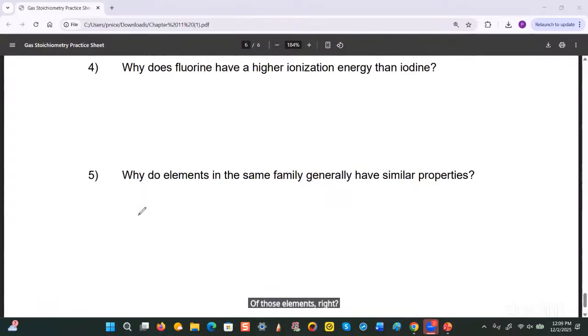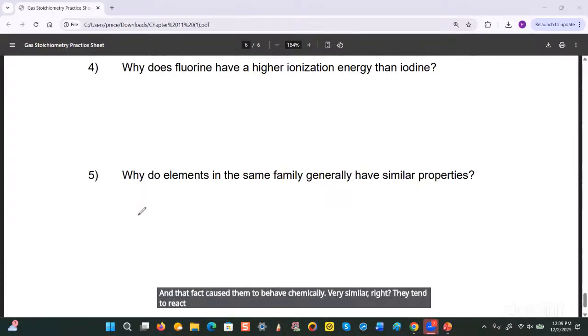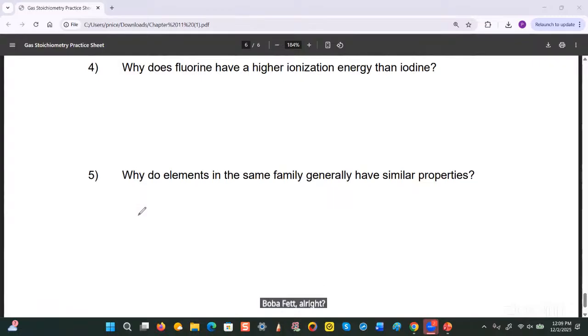So if you look at, for example, group 1, they all have 1 electron in their valence shell, and that fact causes them to behave chemically very similar. They tend to react the same way with other reagents and so on. So that's the answer for number 5, all right? And I think that's it for this particular section.